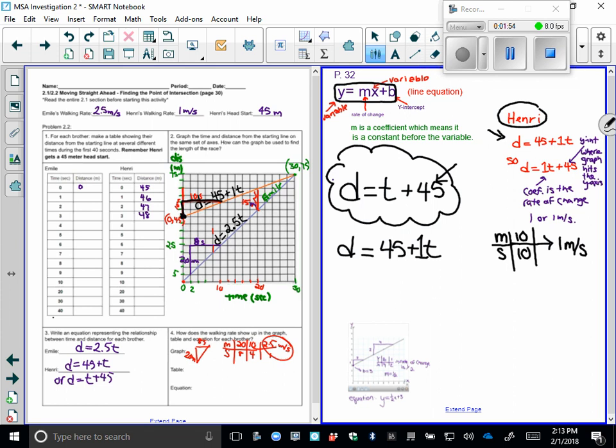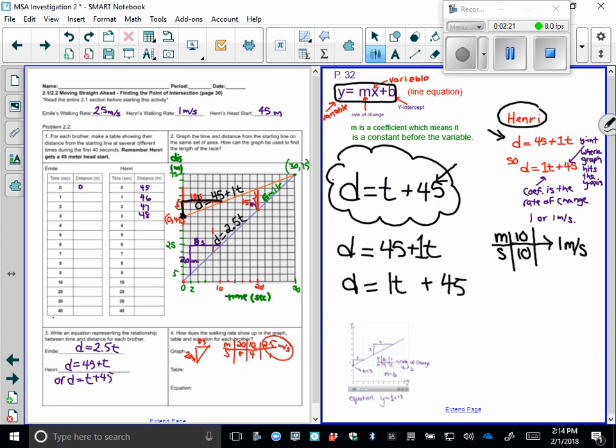Even though, like in the word problem about Henry, it sort of made sense to put it first because that's where he started. So, like sometimes what I do is I still think of it as first, so I'll say d equals Henry started at 45 meters since it was positive, and then I just sort of work right to left. But I know he went 1 meter per second. That was his rate of change.